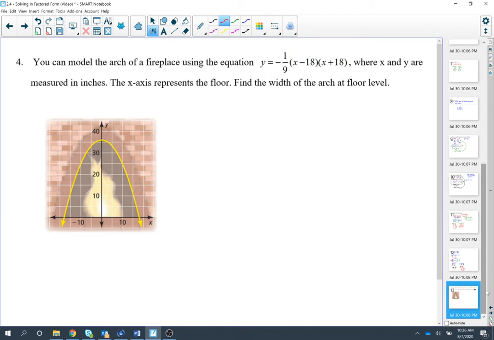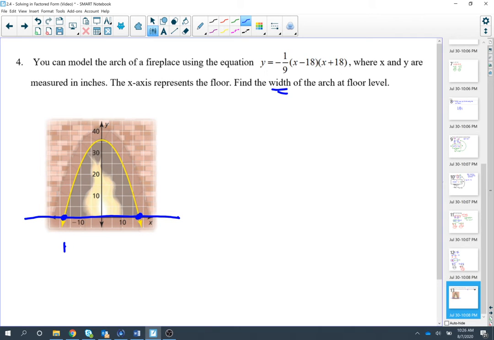So take a look at your picture, take a look at your graph. You've got a fireplace in here, and then you've kind of got your arch, and then the fire's in there. It wants to know the width of the arch at floor level. And it tells you that the x-axis represents the floor. So I'm looking at this going, okay, well, this must be the floor. That's the x-axis. And it wants to know the width of the arch at floor level, which means the width. Okay, so here and here.